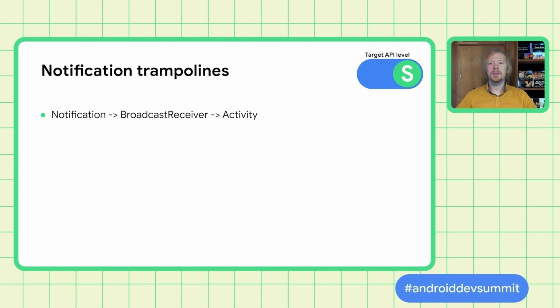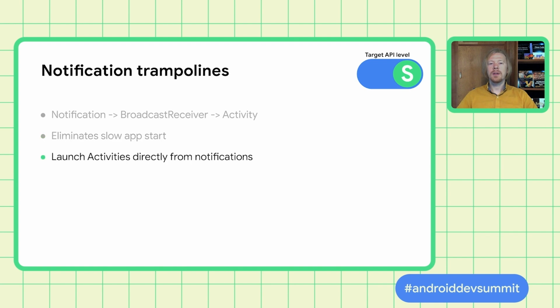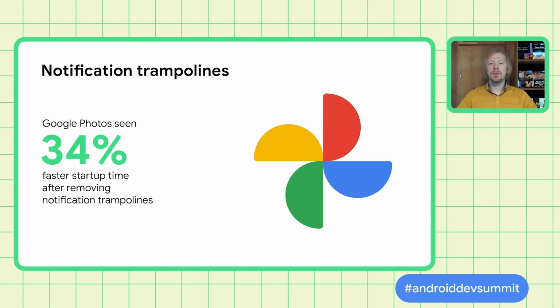Some apps use intermediate components, such as broadcast receivers or services, when handling user taps on notifications. Those are known as notification trampolines, and they often lead to delays and interrupted user flow. Apps targeting Android 12 won't be able to start activities from those trampolines. This new restriction helps reduce latency for apps started from a notification. We encourage you to move away from notification trampolines and start the target activity directly from a notification. For example, the Google Photos app now launches 34% faster after moving away from notification trampolines.